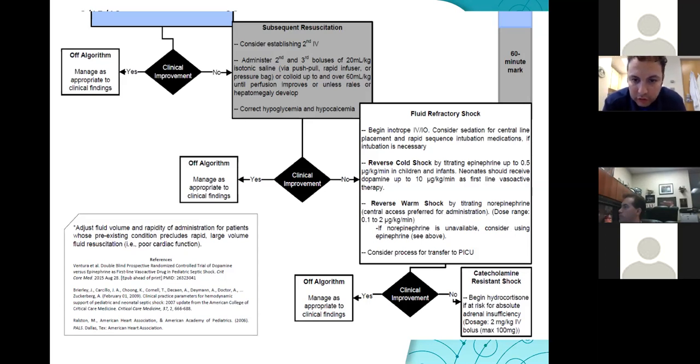Our second choice, if epinephrine is not available for a cold shock, will be dopamine. They'll reassess us at about an hour, and also discuss if this is a catecholamine refractory shock. Do we need a steroid? Do we activate the other arm?